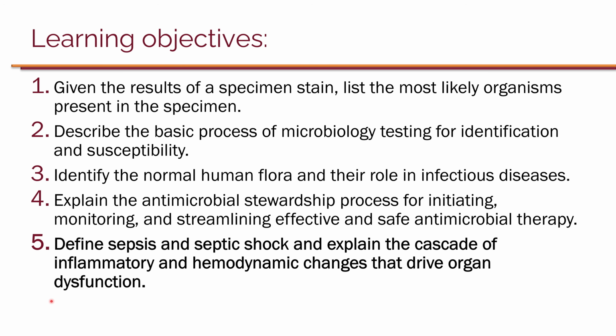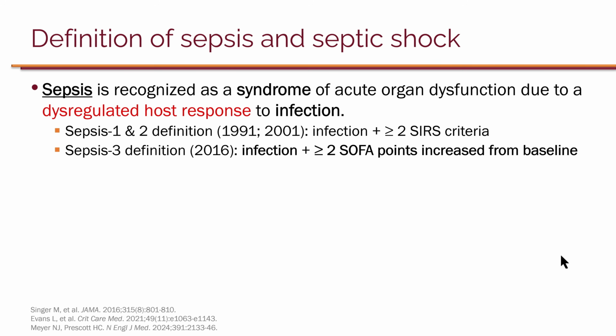Now let's define sepsis and septic shock and explain the cascade of inflammatory and hemodynamic changes that drive organ dysfunction. Now let's take a look at the definition of sepsis and septic shock. Sepsis is recognized as a syndrome of acute organ dysfunction due to a dysregulated host response to infection. Traditional Sepsis-1 and 2 definitions required presence of infection plus the SIRS criteria.